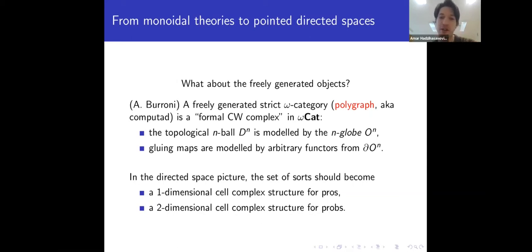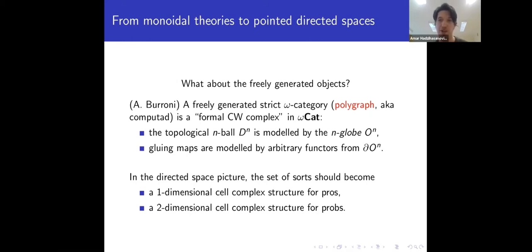So while pros or probs are not entirely freely generated objects, the one-cells of a pro should be freely generated, and the two-cells of a prob should be freely generated. So we can see this in the space picture. We can see this as giving a one-dimensional cell complex structure on a subspace of a pro, and a two-dimensional cell complex structure on a subspace of a prob.